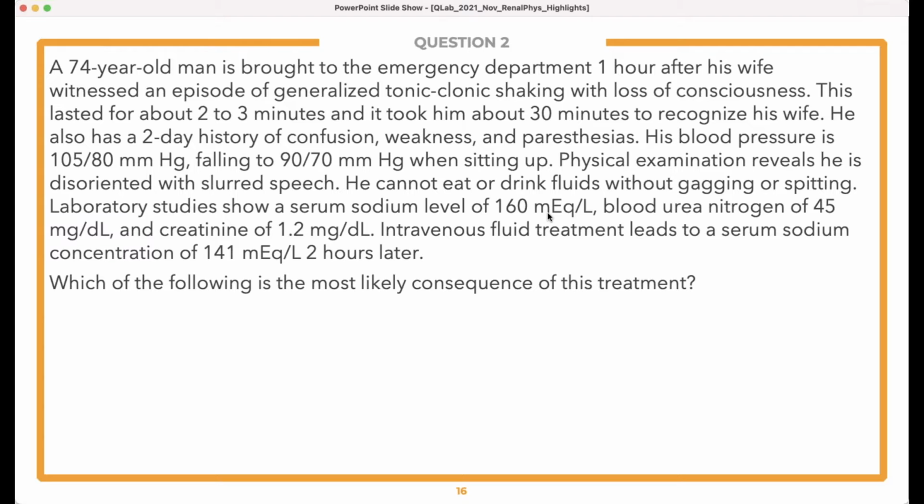His blood pressure is 105/80, falling to 90/70 when sitting up. Physical examination reveals he is disoriented with slurred speech. He cannot eat or drink fluids without gagging or spitting. Laboratory studies show a serum sodium level of 160, blood urea nitrogen of 45, and creatinine of 1.2. Intravenous fluid treatment leads to a serum sodium concentration of 141 2 hours later. So again, the question: which of the following is the most likely consequence of this treatment?